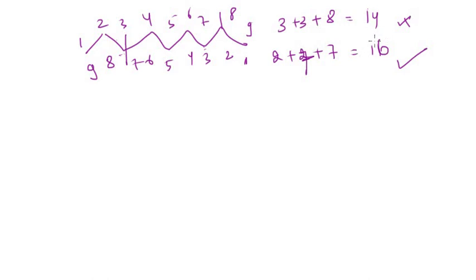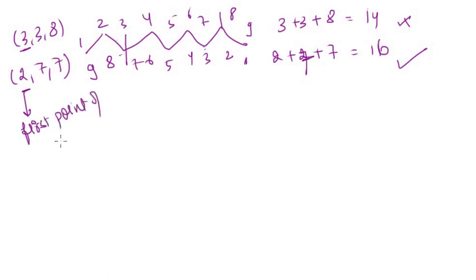Why? The sum is least, but we are giving priority to this because the numbering here is 3, 3, 8, and here the numbering is 2, 7, 7. So we will be writing in increasing order. Then we will be checking: here the first is 3, and here the first is 2. So here it is called the first point of difference. First point of difference means the very first numbers differ, it is 3 and it is 2.